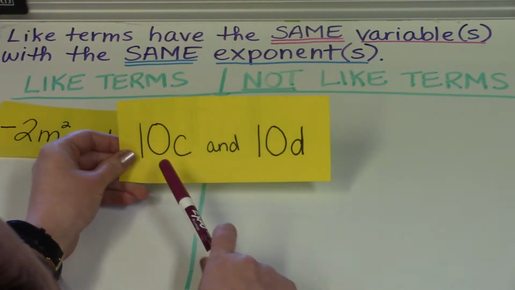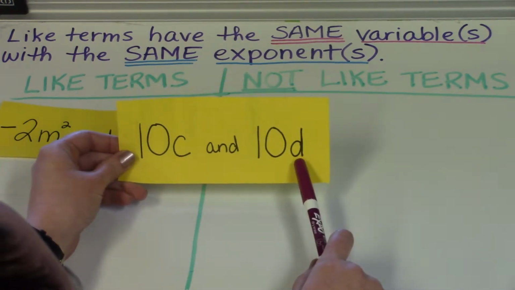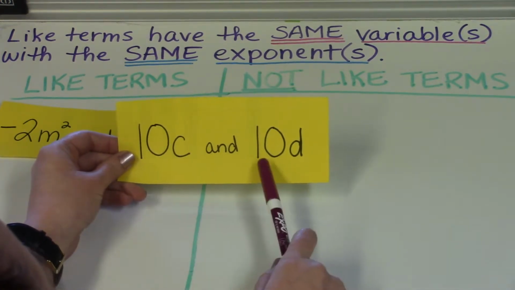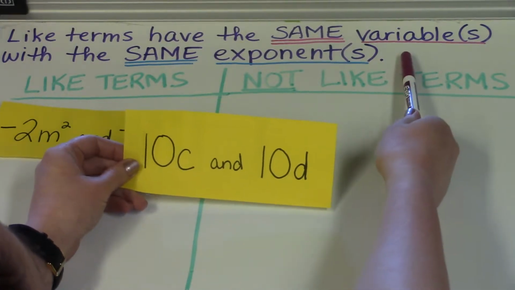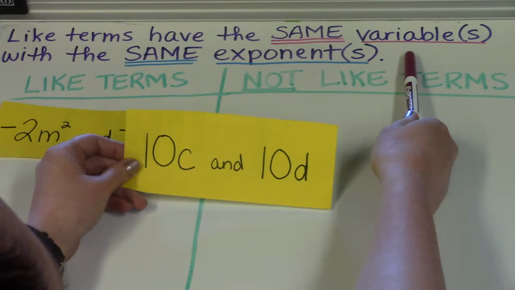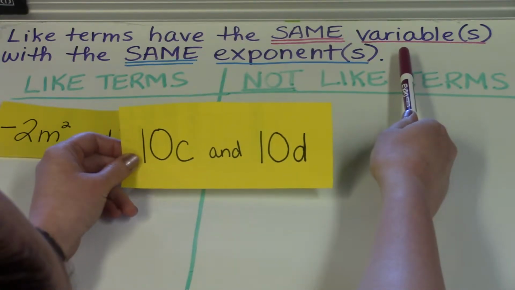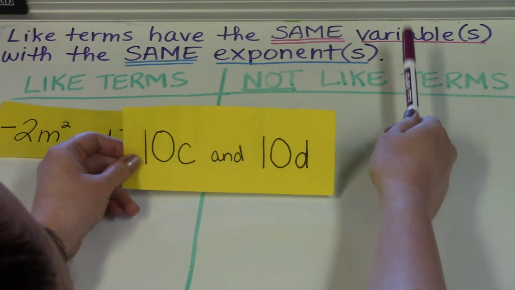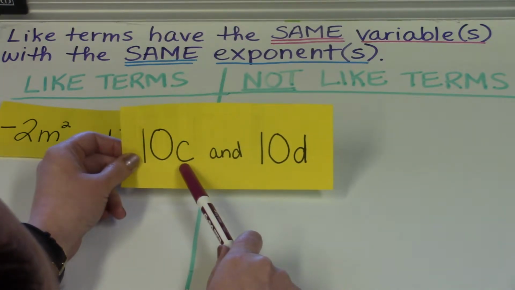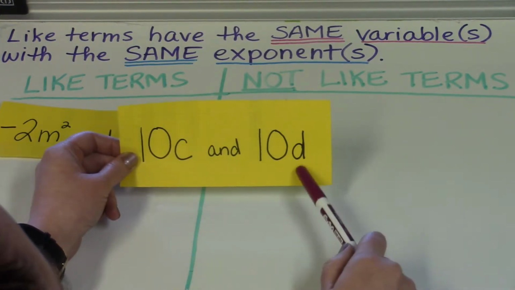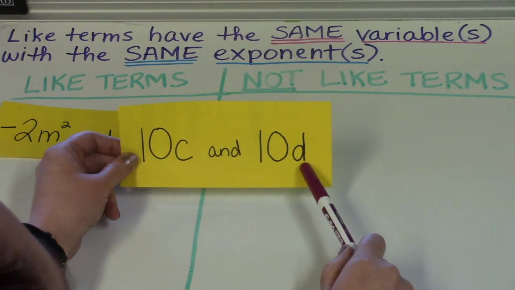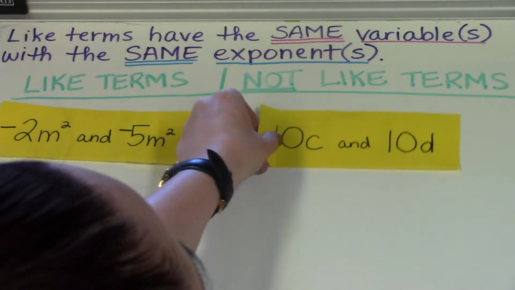For the next pair, we have 10c and 10d. Even though both terms have a number 10 in front, which is the same, the definition of like terms doesn't say anything about the number in front of the variable, which is called the coefficient. If you look at the variables that are attached to the terms, we have a letter C here and a letter D here. Since those are not the same variable, these are not like terms.